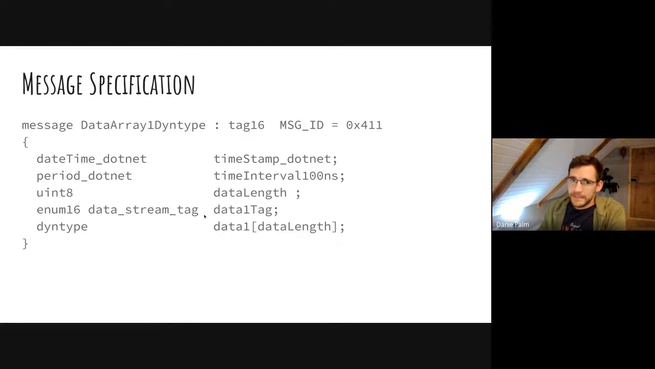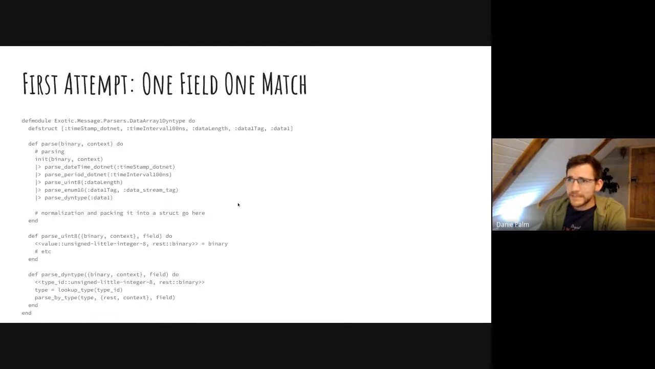So here's the first attempt at part of a parser for that last message that we saw. At compile time, I know everything, or almost everything, about the message. I know that I have to start off parsing a datetime, then parse a period, then parse an unsigned integer, then the enum, and then the dynamic type, which is interesting.